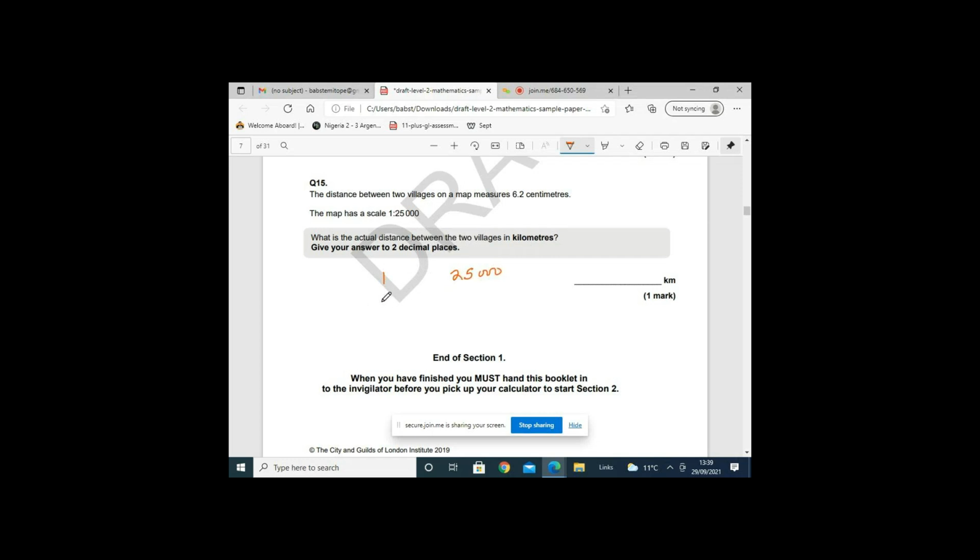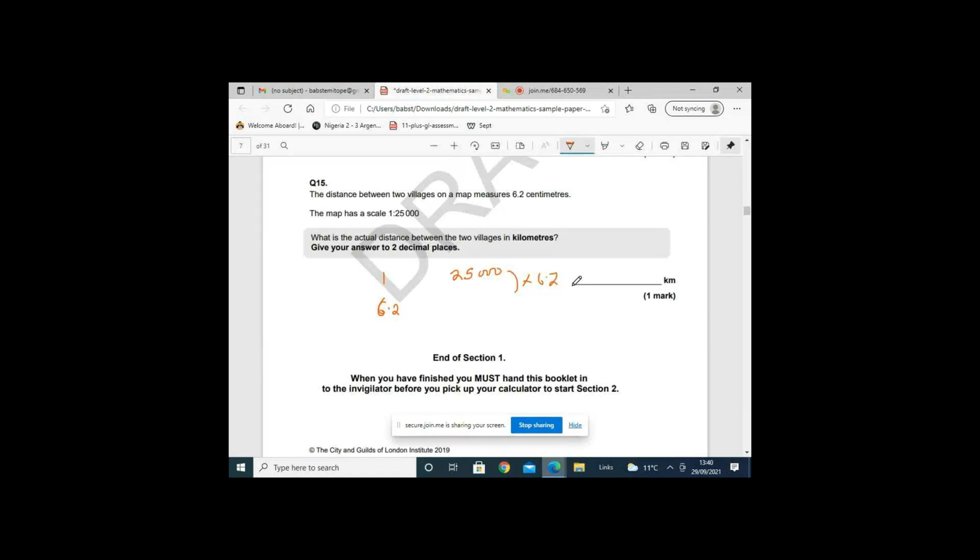Then what you need to do is multiply by 6.2. So what is 25,000 times 6.2? You can mute yourself if you have background noise, please. So what's 25,000 times 6.2?